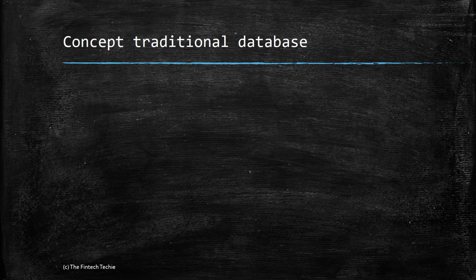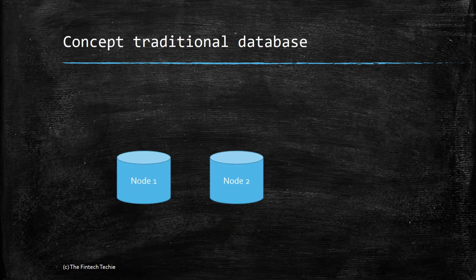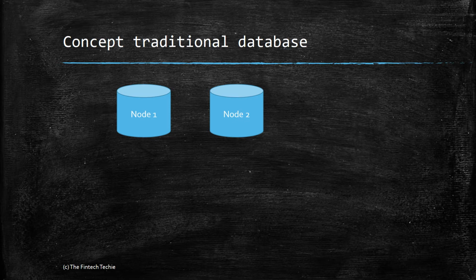Okay, so let us try to understand first the traditional concept of a database. Let's assume that it is a two-node RAC, Real Application Cluster, where you have node 1 and node 2, and then you have an interconnect between those two nodes. We are having those two nodes because of high availability.